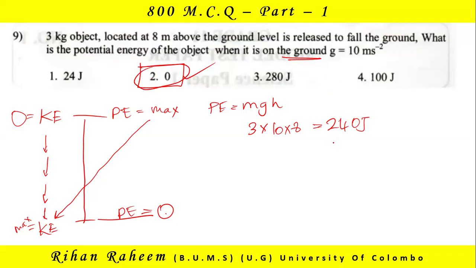Good thing they didn't give 240 as another option, because some students won't read the question properly, and whenever they see potential energy, the equation which comes to their mind is mgh. Directly they will put mgh and get the answer.